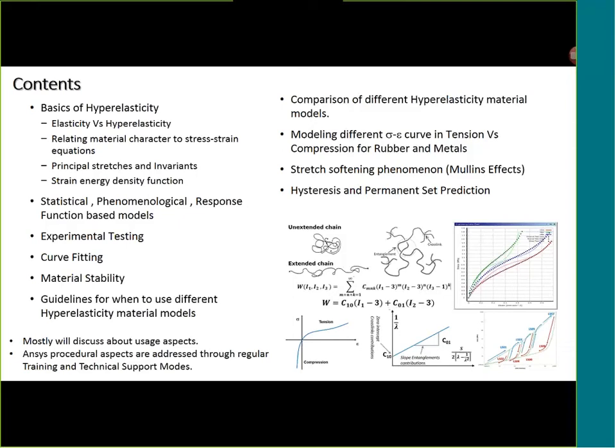And also we will be talking about how to model a stress strain curve which looks different in tension and compression. Some non-elastomeric components like metals or plastics do exhibit different stress strain behavior in tension and compression regions. We will be touching upon that. And also we will be talking about some rate dependent phenomena like damage or softening, or how to predict the permanent set, and so on.